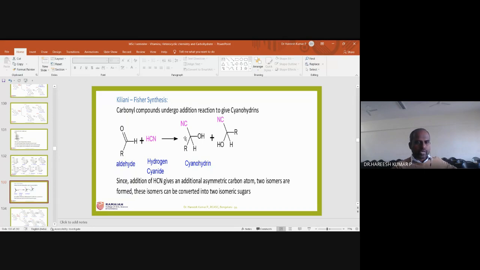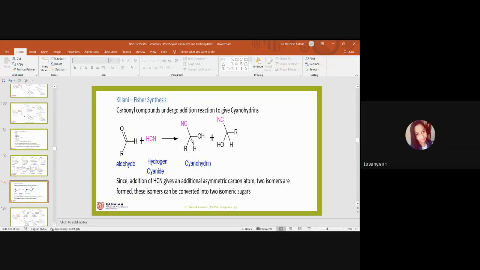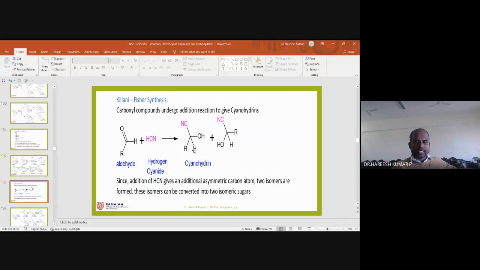Is there any doubt here? No, sir. This is called addition reaction. HCN is added to the carbonyl compound. Oxygen forms a bond with hydrogen. CN forms a bond with the electron deficient carbon.